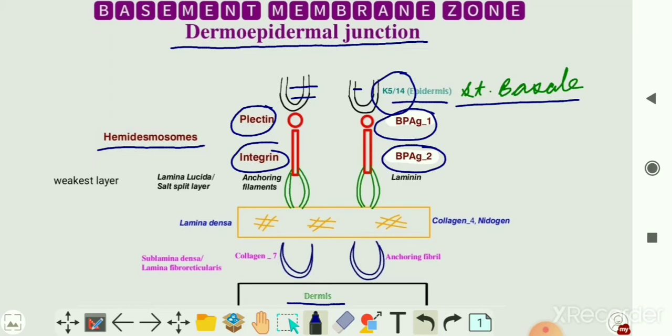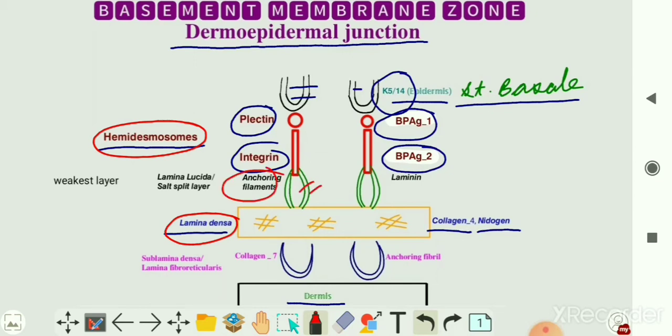There is a layer found in the dermoepidermal junction which is known as lamina densa. This lamina densa is a matrix of collagen 4 and nidogen protein. Lamina densa and hemidesmosomes are connected to each other by anchoring filaments. These green color filaments are anchoring filaments which anchor hemidesmosomes with lamina densa, and these anchoring filaments are made up of laminin protein, and this layer is known as lamina lucida or salt split layer.